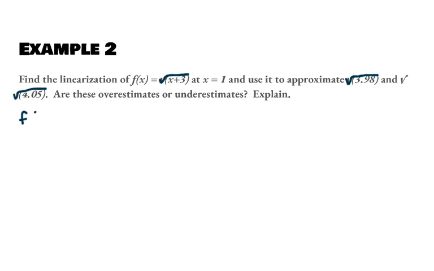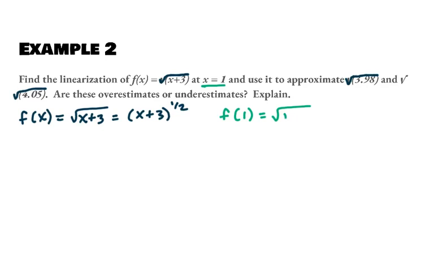A lot of times I just like to write the function and make sure it's ready for me to take the derivative easily. So in this case, I would rewrite it as x plus 3 to the 1/2. And then I would go ahead and figure out the coordinate point I'm working with, which again, in this case, they're giving me x equals 1. So I'm going to find f of 1 so that I'm able to find the y coordinate that goes with it. So that would be the square root of 1 plus 3, which would be square root 4, which would simply be 2. So we're working with the point 1, 2.